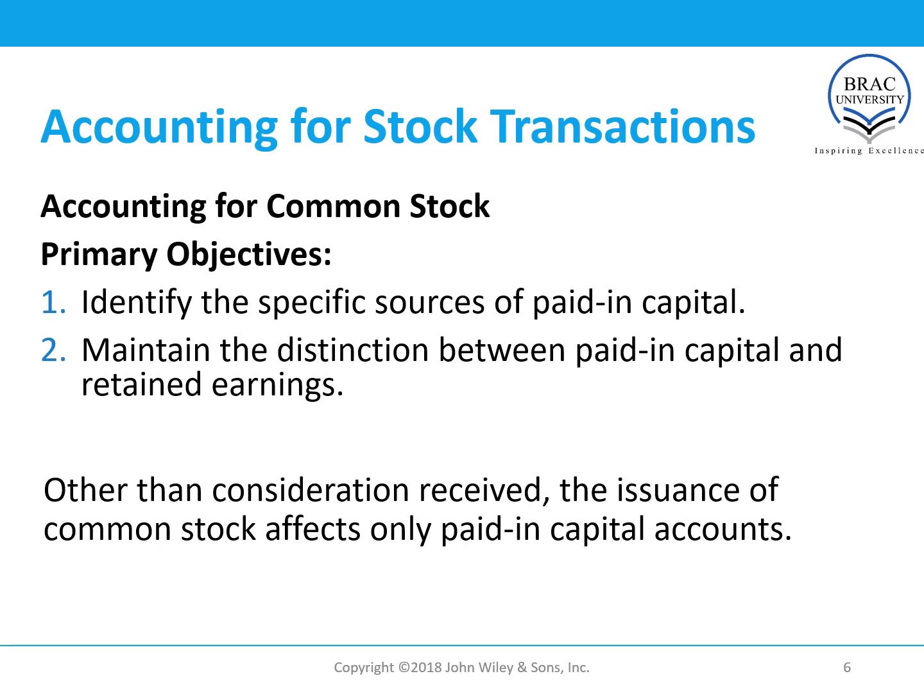Students, I will be starting a new section here. This is called accounting for stock transactions, and initially I will be talking about the recording process of common stock issuance. Let me go through the primary objectives very quickly. Here we will identify the specific sources of paid in capital and maintain the distinction between paid in capital and retained earnings. Remember that issuance of common stock affects only the paid in capital account, not the retained earnings part.